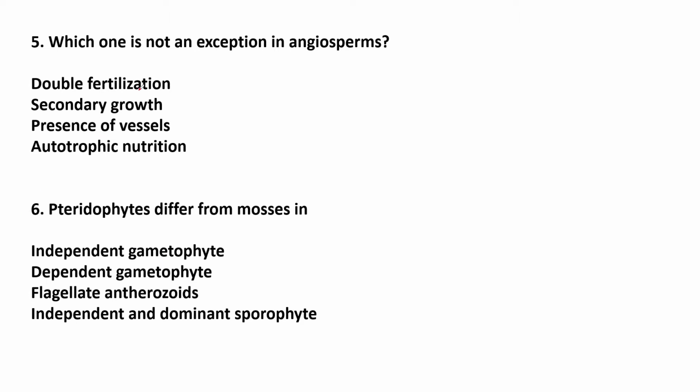Which one is not an exception in angiosperms? Double fertilization, secondary growth, presence of vessels, autotrophic nutrition, and the answer is double fertilization. Pteridophytes differ from mosses in: independent gametophyte, dependent gametophyte, flagellate antherozoids, independent and dominant sporophyte, and the answer is independent and dominant sporophyte.